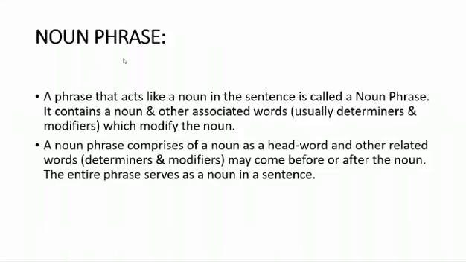Now look at noun phrase. Well, dear students, a phrase that acts like a noun in the sentence is called a noun phrase. It contains a noun and other associated words, usually determiners and modifiers which modify the noun. Or a noun phrase comprises a noun as a head word and other related words, determiners and modifiers may come before or after the noun. The entire phrase serves as a noun in a sentence. In simple words, we may say that a noun phrase is a group of words which acts as a noun.